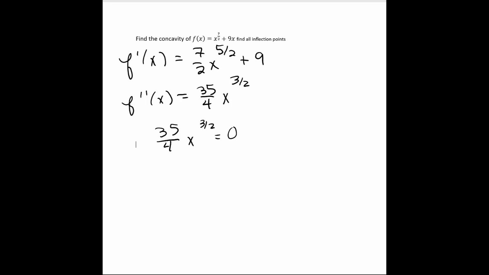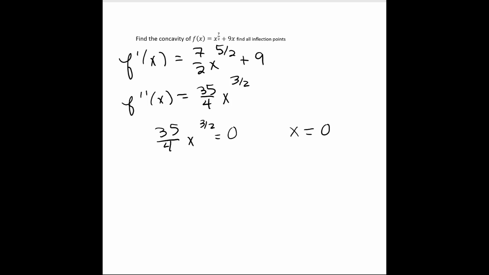Now this looks a little messy because it has a fraction as a coefficient and a fraction as an exponent, but it really turns out that this would just be x is equal to 0. You could divide 0 by 35 over 4, you would just get 0. You could get rid of the exponent and you're still going to get 0, so why waste time? Let's just say that's 0.